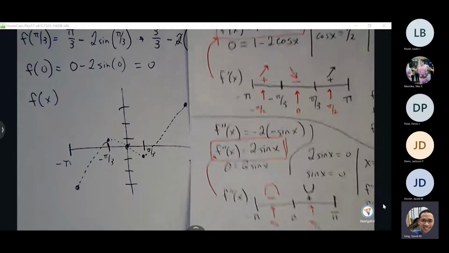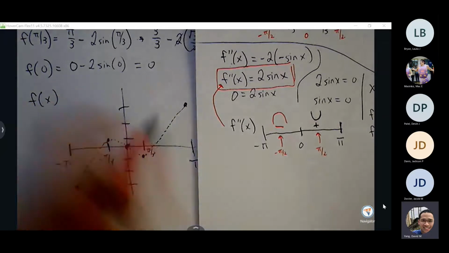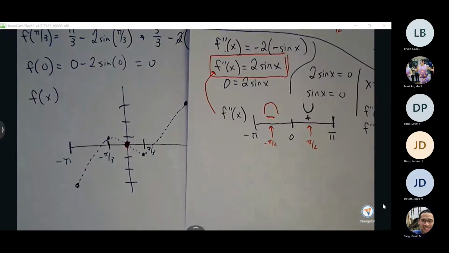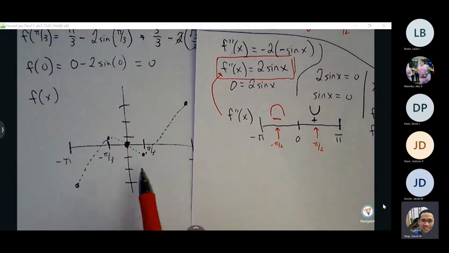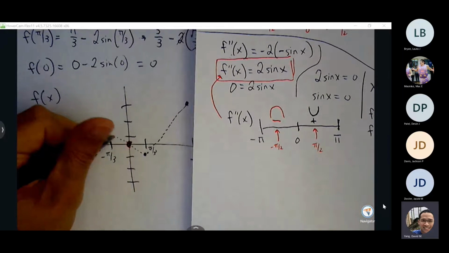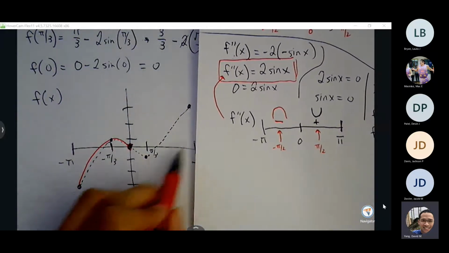Okay, so now we give it the curvature information. We know that the graph is going to be concave down until 0. And it's going to switch back to concave up. Okay, so concave down first. And it switches back to concave up.